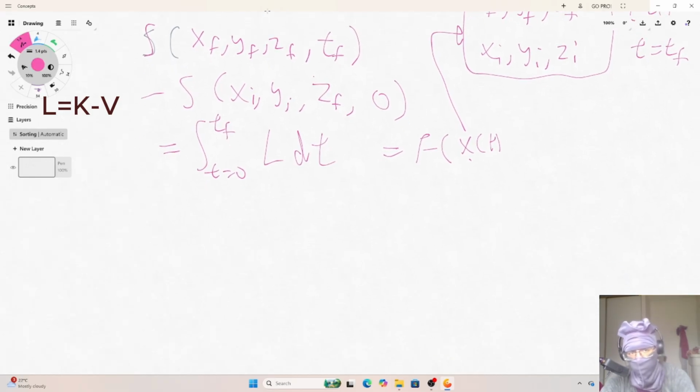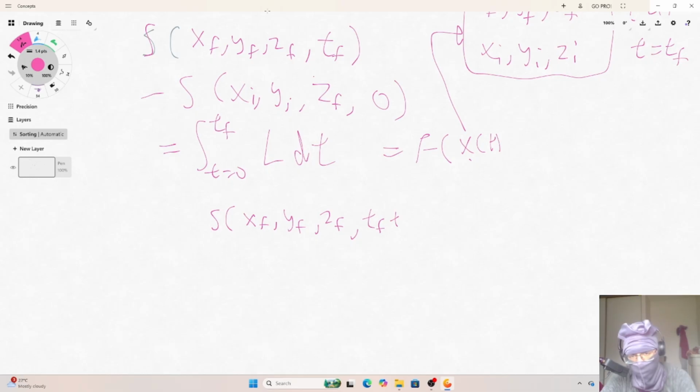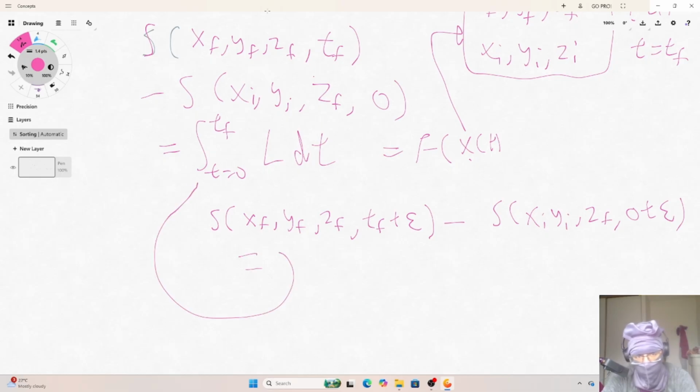We want also that function to satisfy an invariance if we shift the time by something. We still want it to give the same value. We still want that to be equal, even though we shifted the initial time and the final time by the same value.